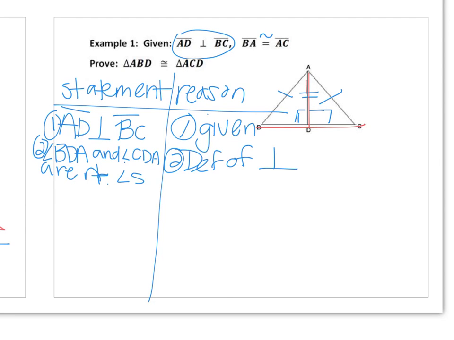Well, typically we go from right angles to congruent angles. In this one, I don't need them to be congruent. For HL, I need them to be right triangles. So in this case, I can say, okay, triangle BDA and triangle CDA are right triangles.